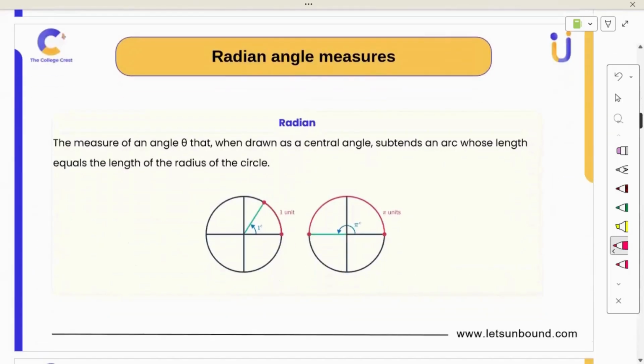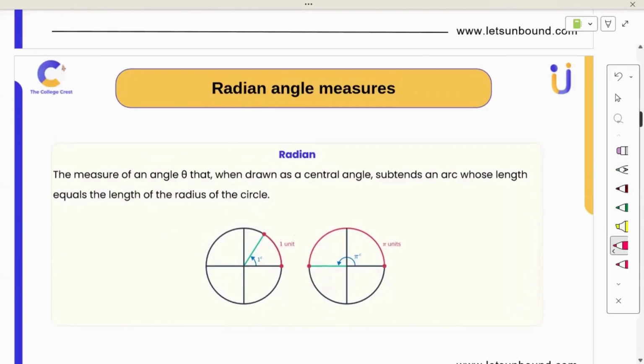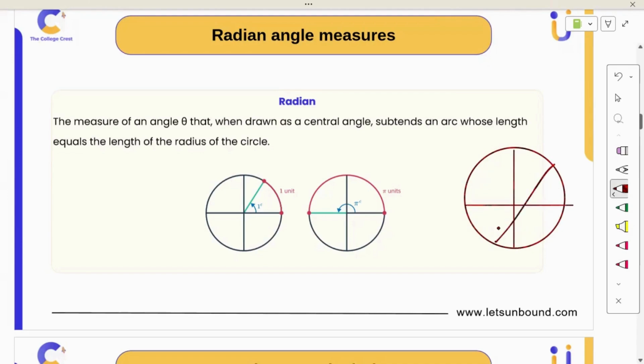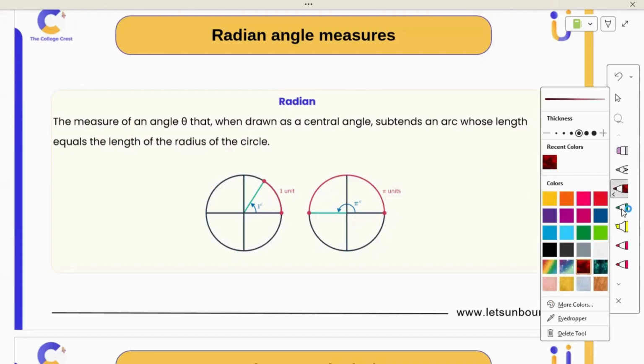Next important thing is radian angle measure. From now on, and in most places in calculus, we will measure angles in radians. Radian is another measurement technique for angles, like degrees. In degrees, a circle is divided into 360 parts, and each part is one degree. That is the one we learned.